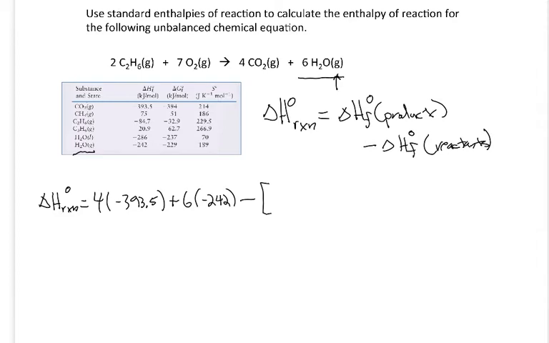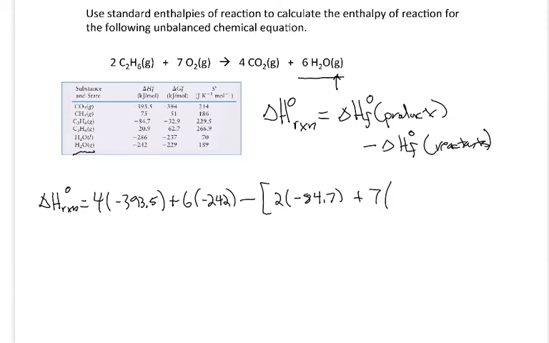And so I like to put those in brackets so that I know that the negative sign is going to be distributed throughout all of the reactants. And I have 2 moles of C2H6. So I've got 2 times negative 84.7. And then I've got 7 waters.